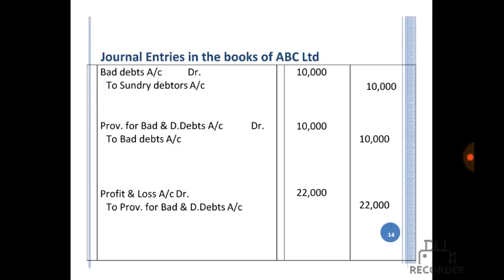General entries in the books of ABC Limited: Bad debts account debit to sundry debtors account, rupees 10,000. Provision for doubtful debts account debit to bad debts account, rupees 10,000. Profit and loss account debit to provision for bad debts account, 22,000.